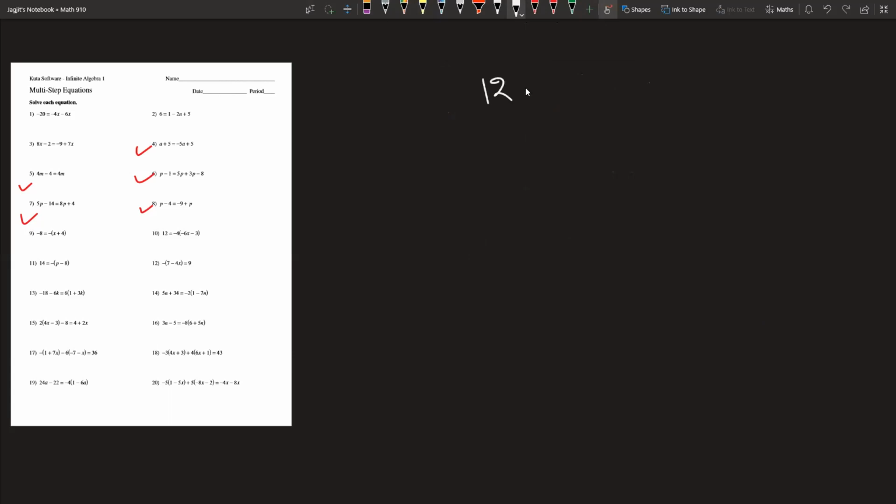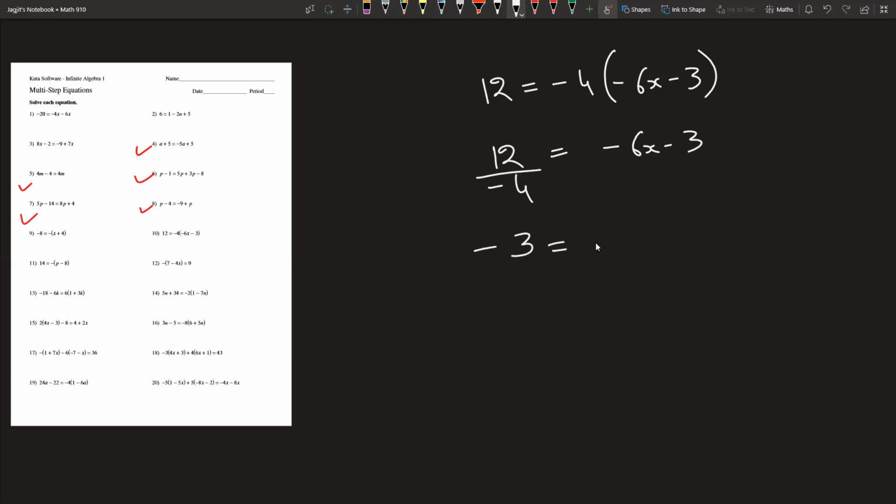So we have 12 is equal to minus 4 times minus 6x minus 3. Now this is minus 4. Okay, we got to cross multiply that. So when it comes to the other side, it will get divided by minus 4, right? It moves across like that. Boom. And that is equal to minus 6x minus 3. Now what's 12 divided by minus 4? Well, the negative just stays like this. What's 12 divided by 4? That's 3. And that is equal to minus 6x minus 3.